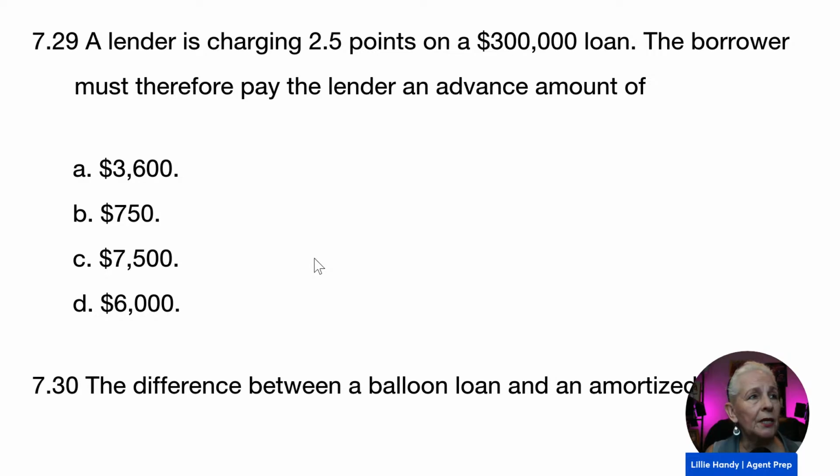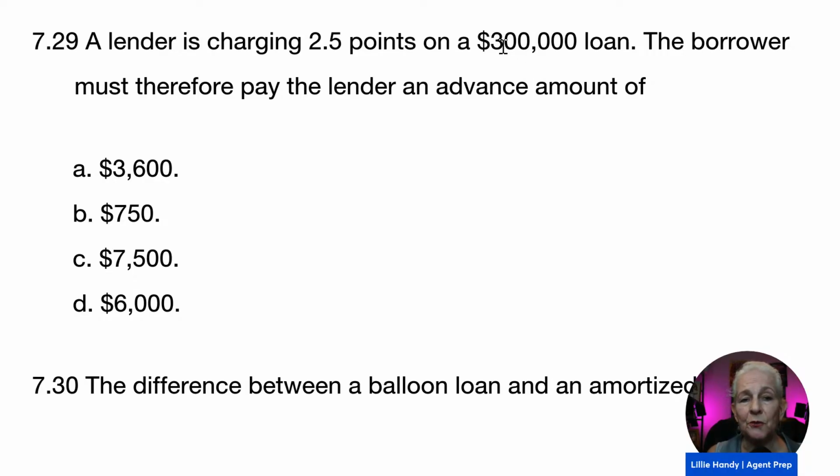Number 29, here we have a problem. A lender is charging 2.5 points on a $300,000 loan. The borrower must therefore pay the lender an advance amount of A, $3,600, B, $750, C, $7,500, or D, $6,000. So 2.5 points is equivalent to 2.5%. So 2.5% of the loan amount of $300,000.